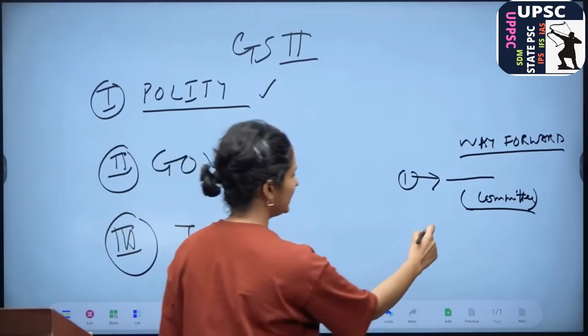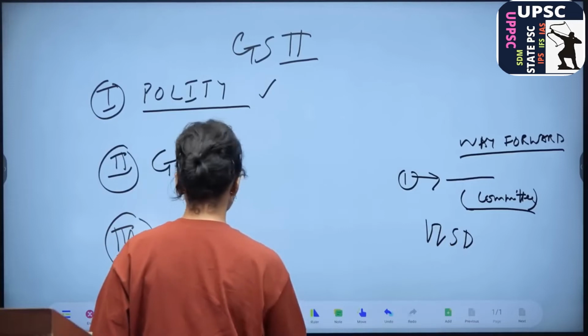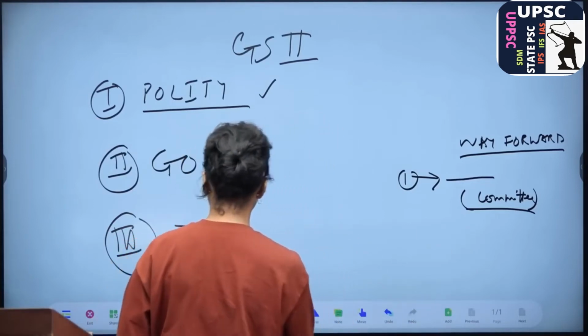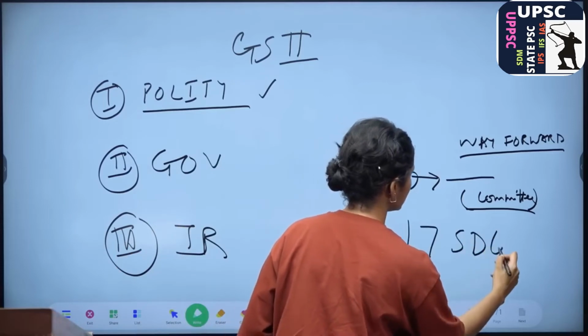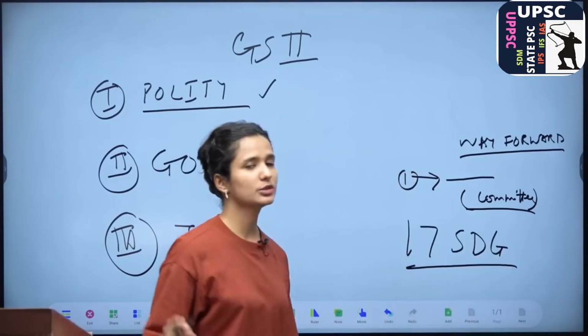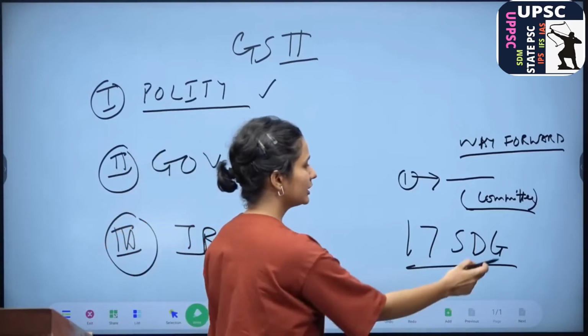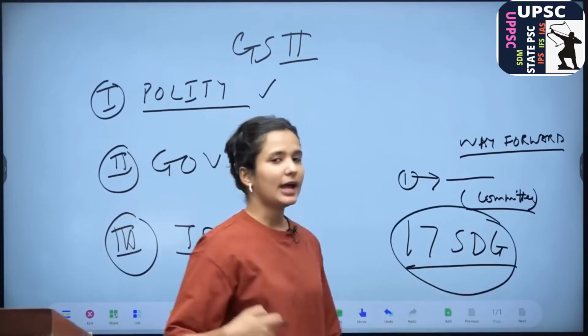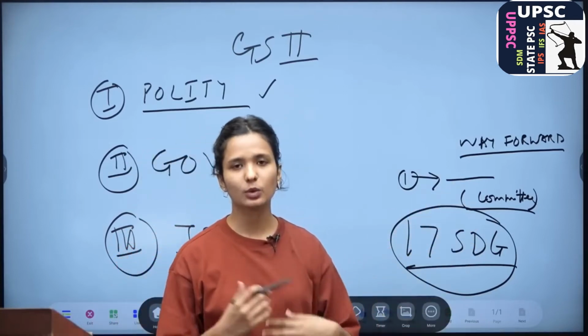Go through the 17 SDG goals as well. And these SDG goals you can use anywhere else. You can use them in GS2, you can use them in GS3, you can use them in ethics, you can use them in your essay as well. Make sure that you remember all of them and use them wherever it's necessary. It's often a really nice conclusion to have, even if you can't think of anything.